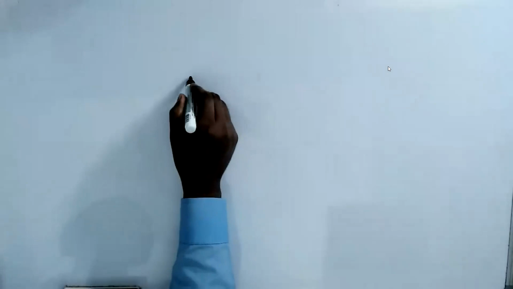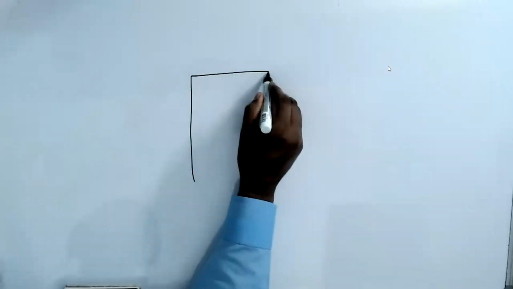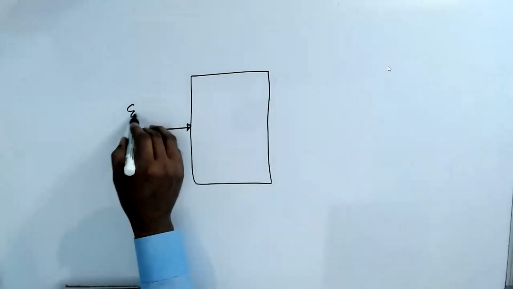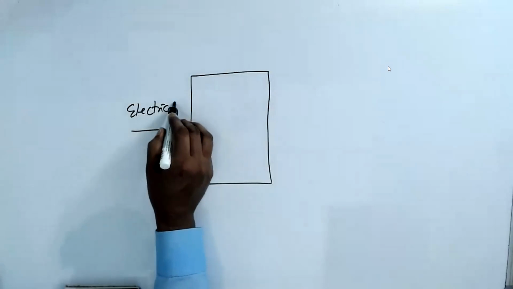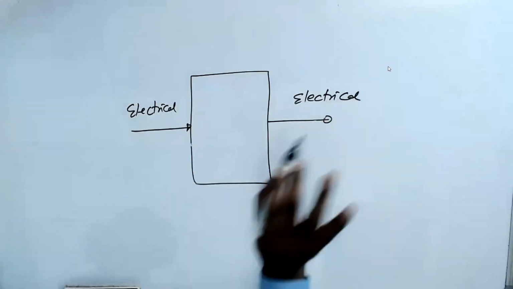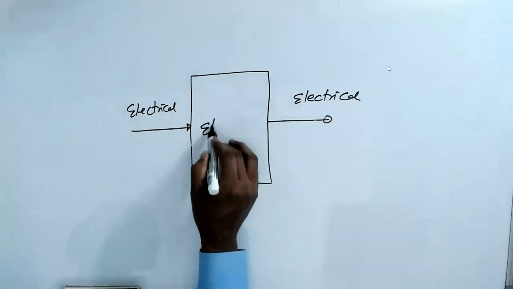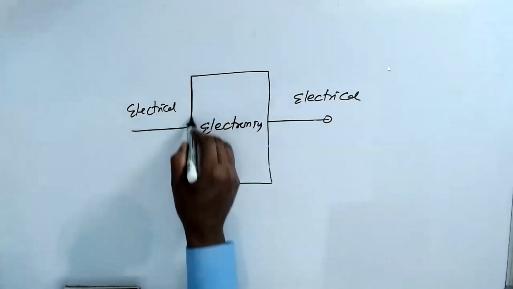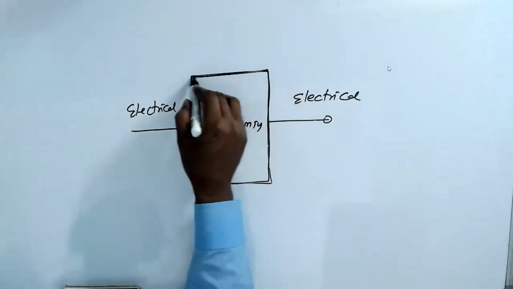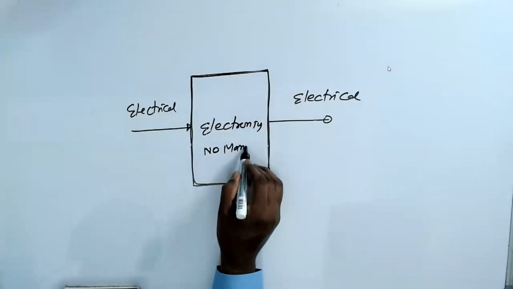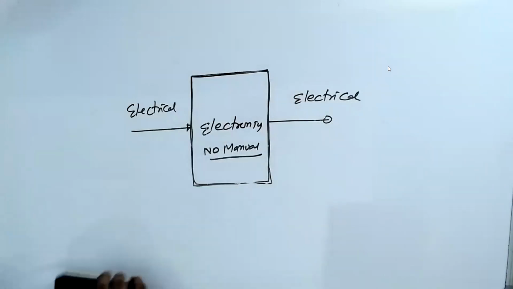Okay, so we are very clear about what is electronics. Electronics is nothing but a box, a block, which takes an electrical signal and gives out an electrical signal. That's all. This is simple. This is all about electronics. But the beauty is this block does not have manual control. That is what is important. The block does everything automatically.